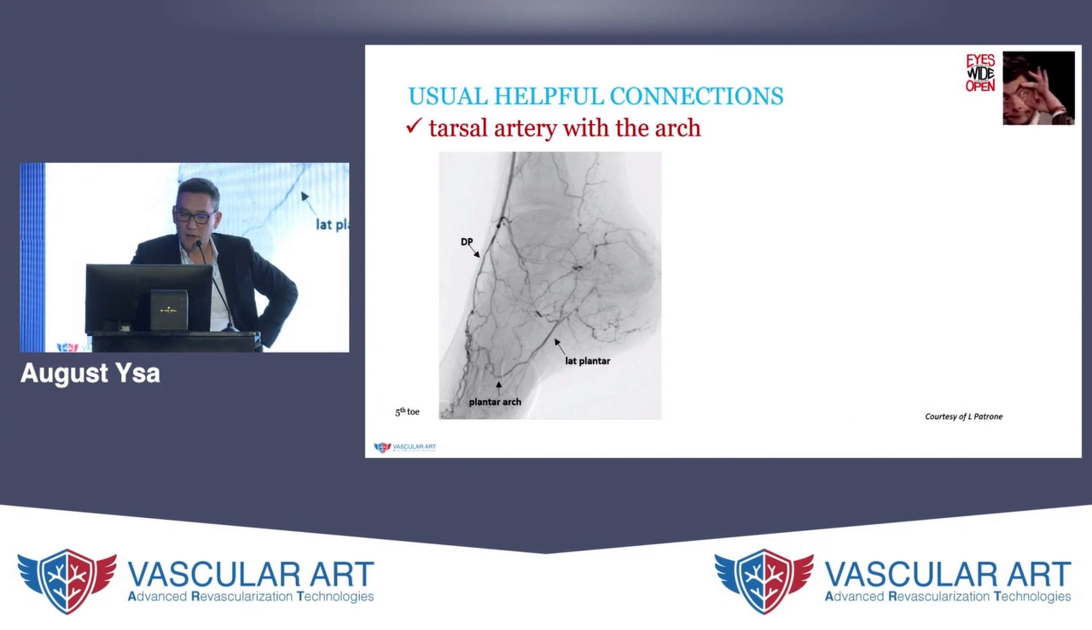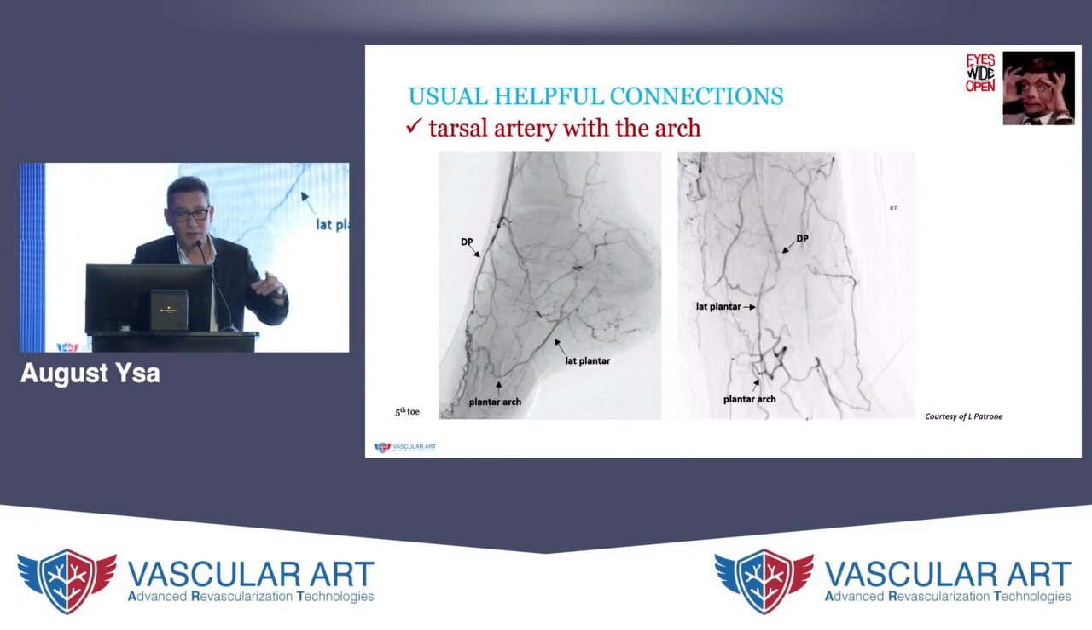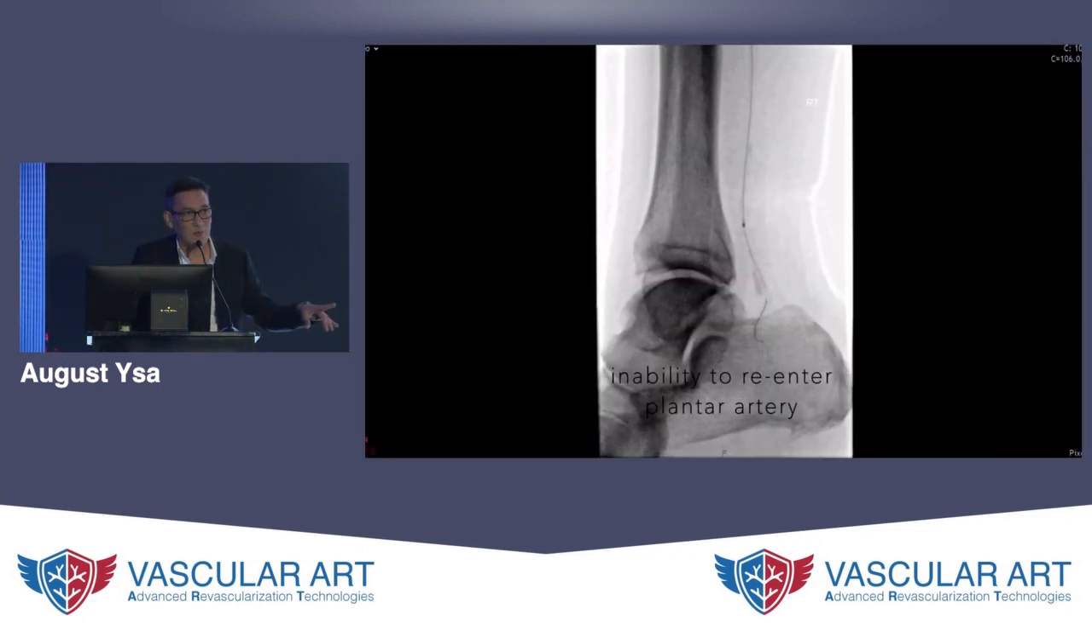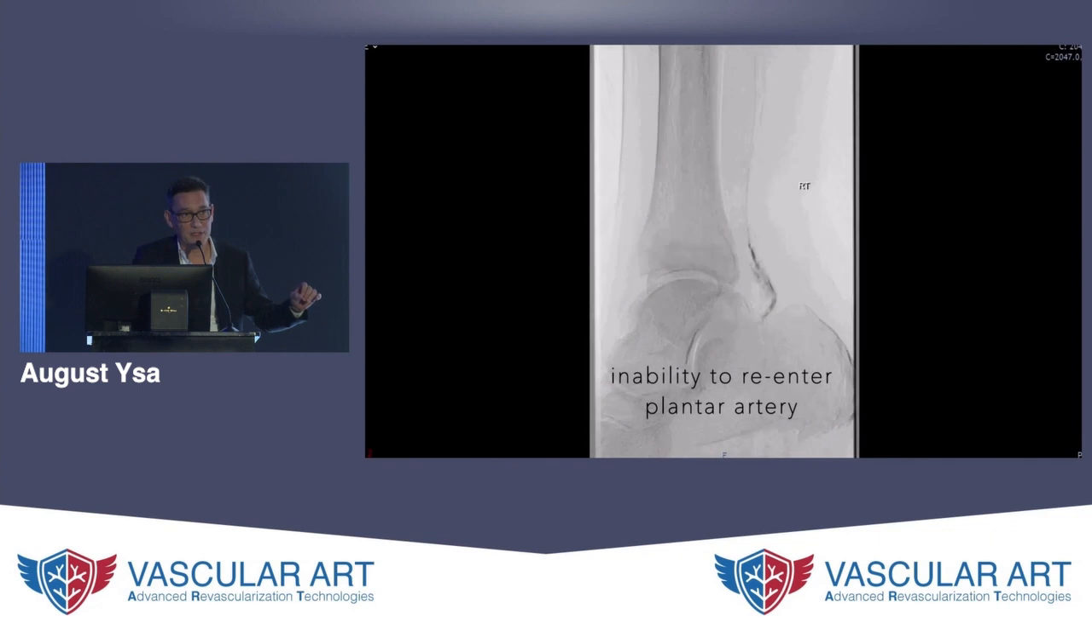This is a case by Lorenzo. So this is a patient with a wound at the level of the fifth toe. As you can see on the lateral view, we have a DP, a lateral plantar, and a piece of plantar arch. But have a look at the AP view. We had an occlusion of the very distal DP artery. So initially, Lorenzo thought, well, let's go plantar, fifth toe, let's go to the plantar arch through the lateral plantar. And he initially tried to recanalize that, but he fell into a perforation.